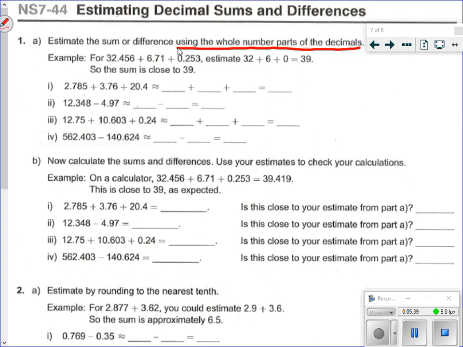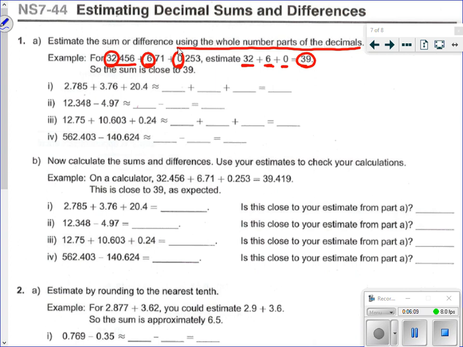So for example, 32.456, we're just taking the 32 part. And 6.71, doesn't matter that it has a 7 after the decimal, we're taking just the whole number part, the 6. And this 0.253, we're just taking the whole number part, the 0, and we get an estimate of 39. And there are occasions where it makes sense to do that. Okay, so let's try that with this first example.